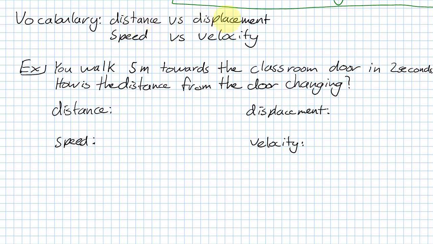And distance and displacement are likewise different but similar. The main difference is that distance and speed, these ones here, are always just going to be a number. Which is always a positive number, in fact.